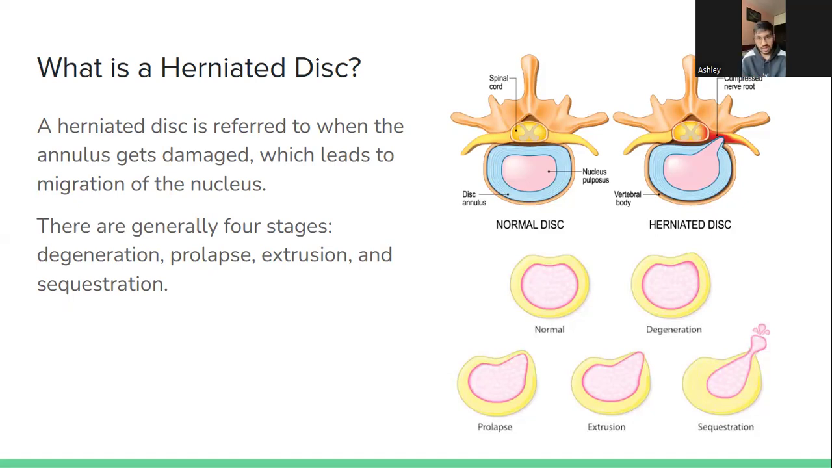Okay, because usually, the majority of the time, many people have herniated discs but don't even know, because it is asymptomatic, meaning there are no symptoms. There's no pain, there's basically nothing that they feel. Okay, that is basically it. These are the four stages and all, we don't have to dive too deep into that.